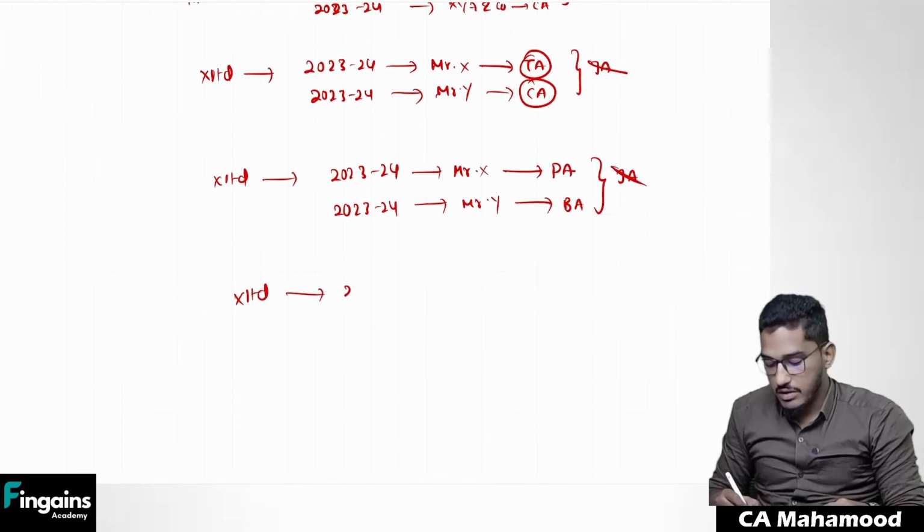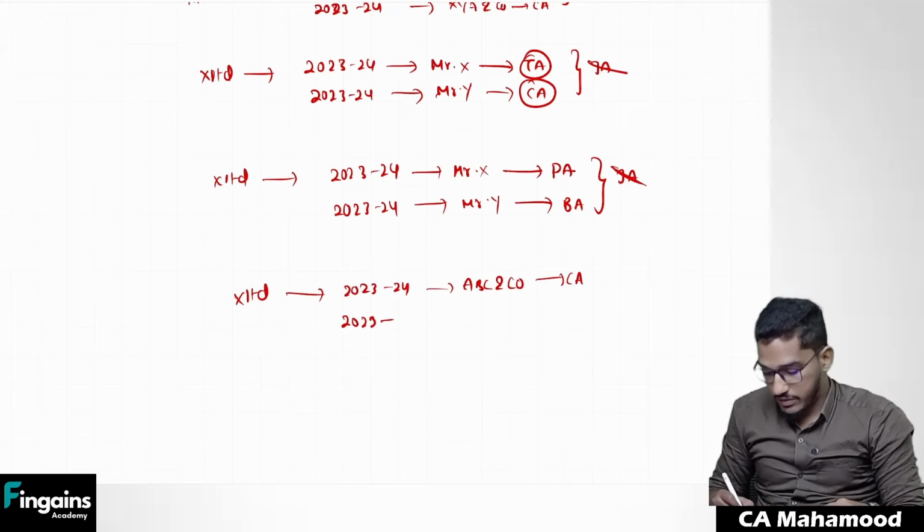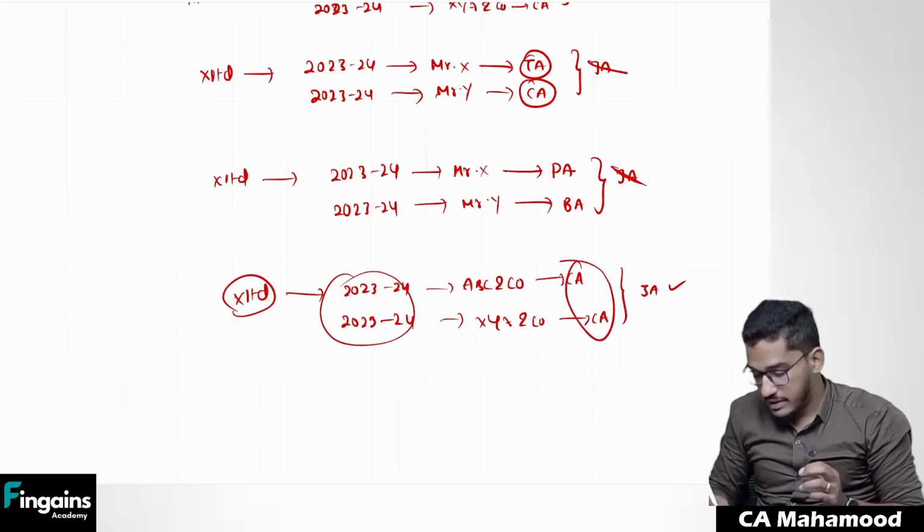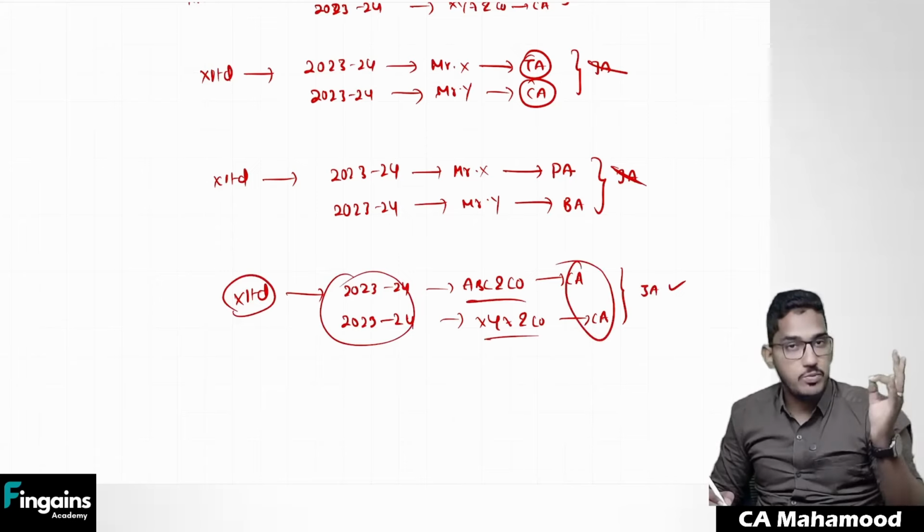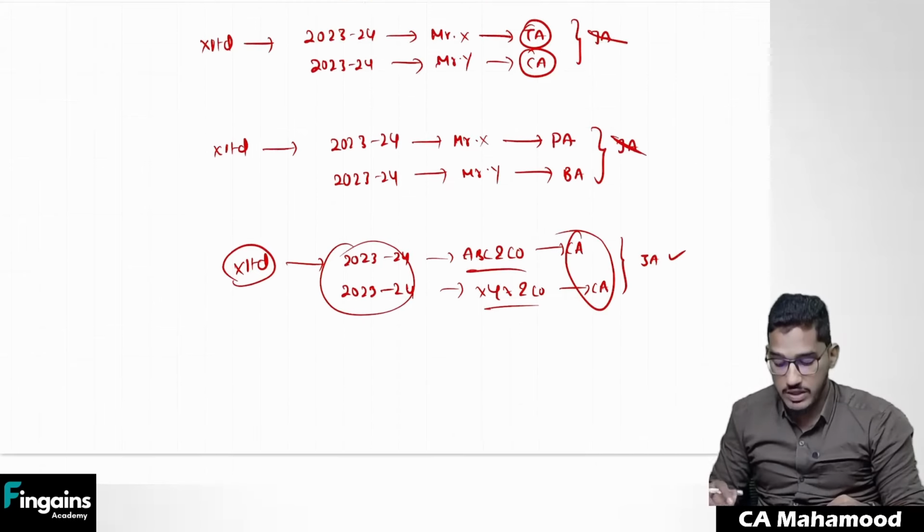X Limited, for the financial year 2023-24, they have appointed a firm ABC and Co as a company auditor, and for the financial year 23-24, another firm XYZ and Co, they have also been appointed as company auditor, and both the firms are signing the audit report. Can we call that a joint audit assignment? Yes. Same entity, same financial year, same scope of work, more than one auditor appointed. This we can call a joint audit assignment.